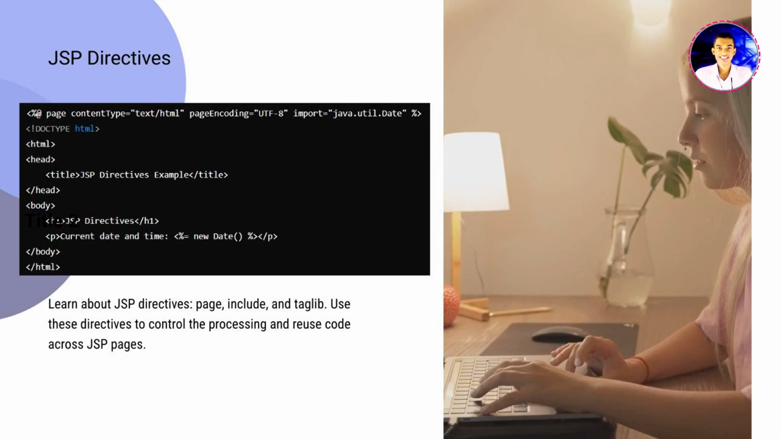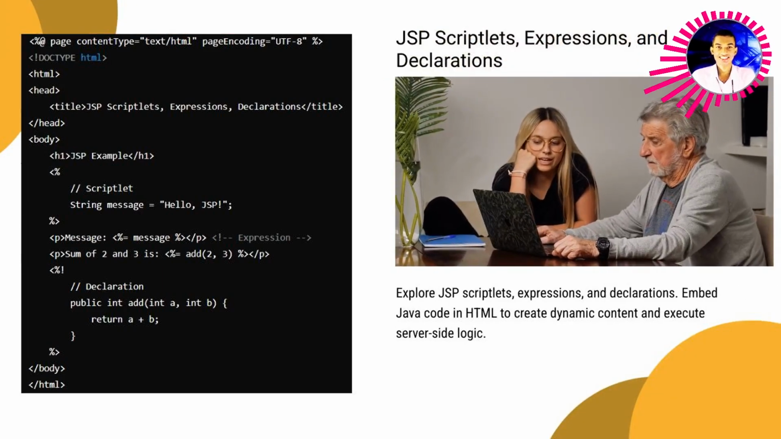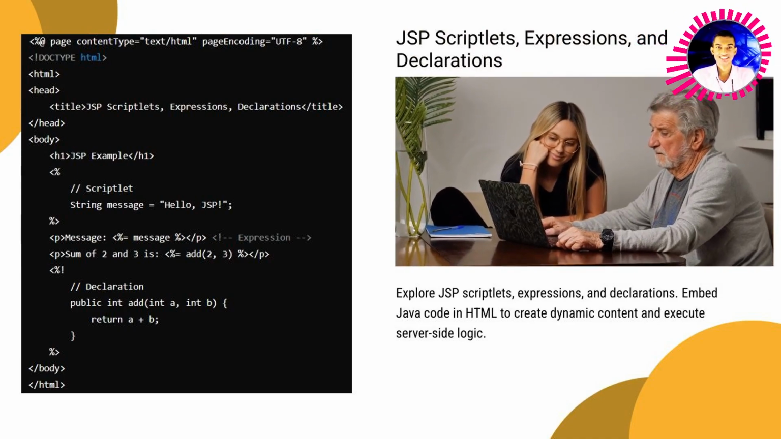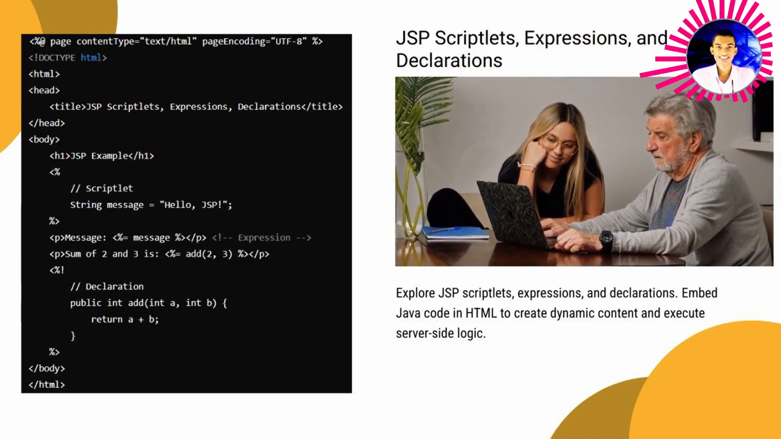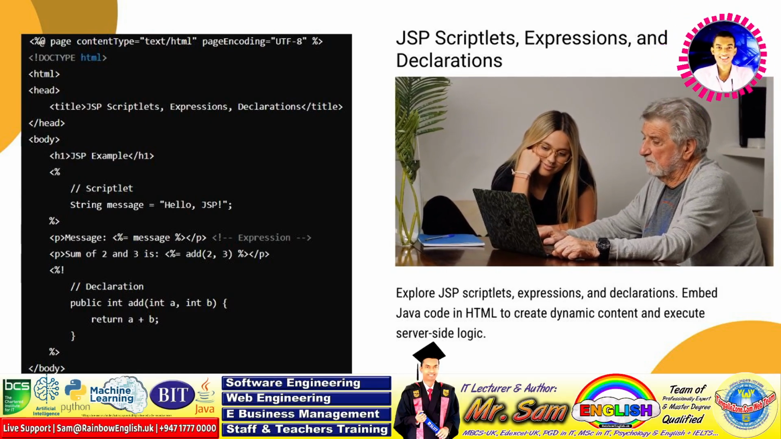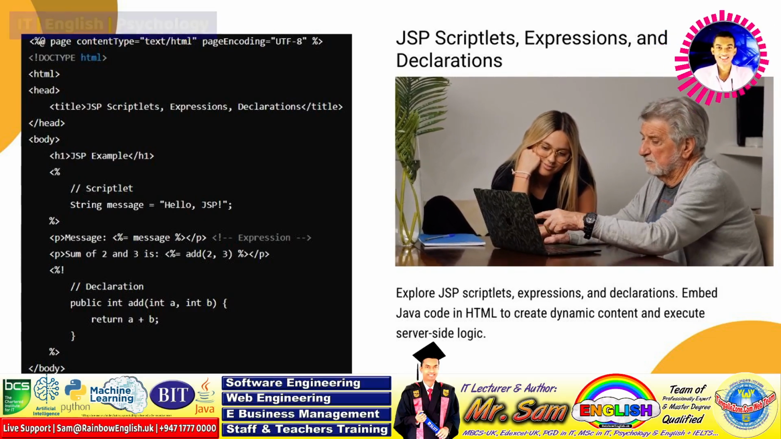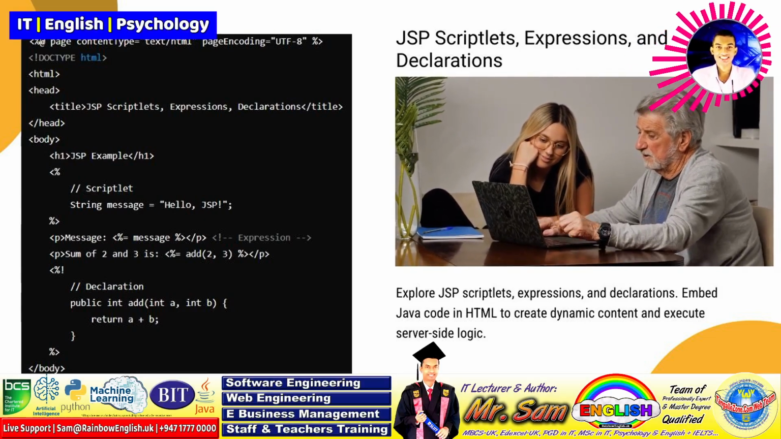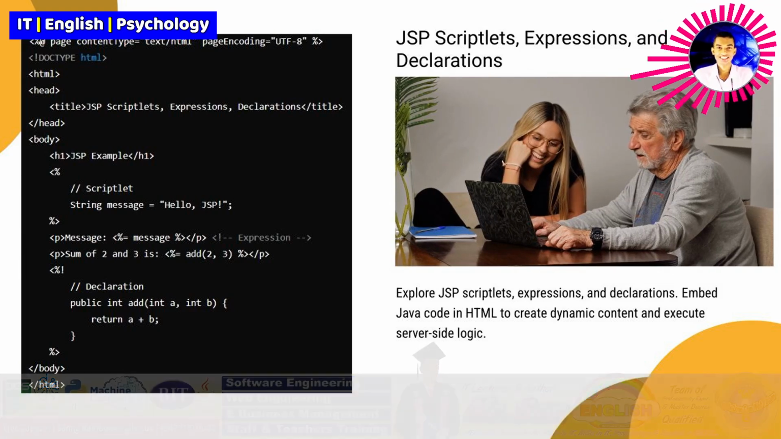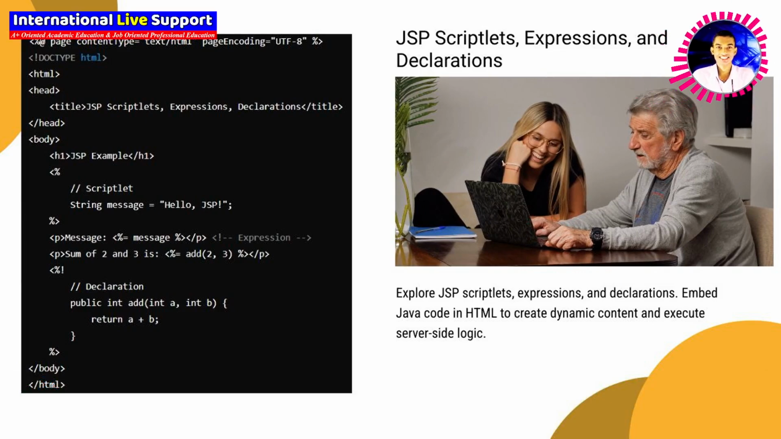HTML. In JSP, you can embed Java code directly into your HTML using scriptlets, expressions, and declarations. Scriptlets, enclosed within <% %>, contain Java code that is executed when the page is requested. Expressions, enclosed within <%= %>, are used to output values directly to the client.